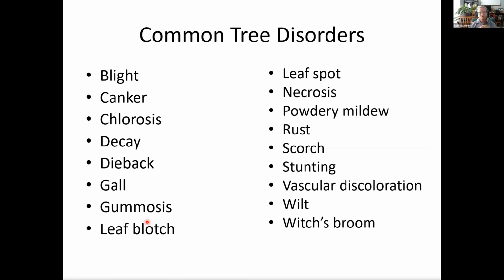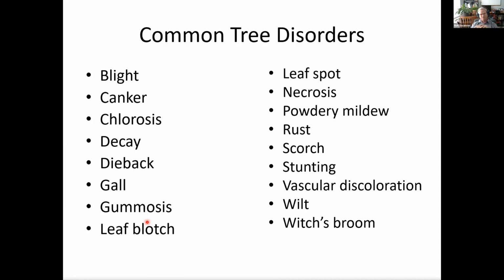So what are the common tree disorders out there? We have blights, cankers, and chlorosis, decay, dieback, gall, gummosis, leaf blotch, leaf spot, necrosis, powdery mildew, rust, scorch, stunting, vascular discoloration, wilt, and witches' broom. These are all pretty common. You'll find these things around the world, out in nature as well as in the urban environment. So know a little about each one of these, how it behaves, and some signs and symptoms that go with each one.